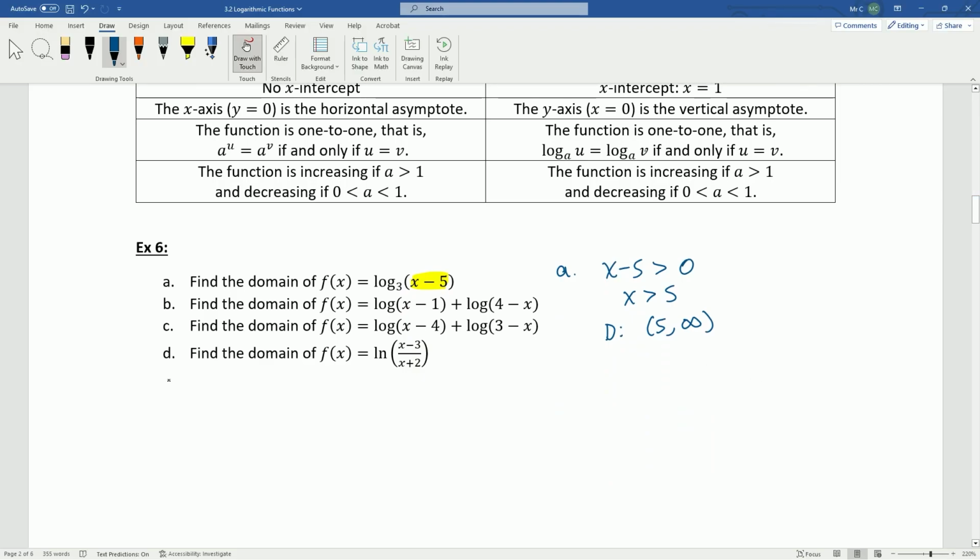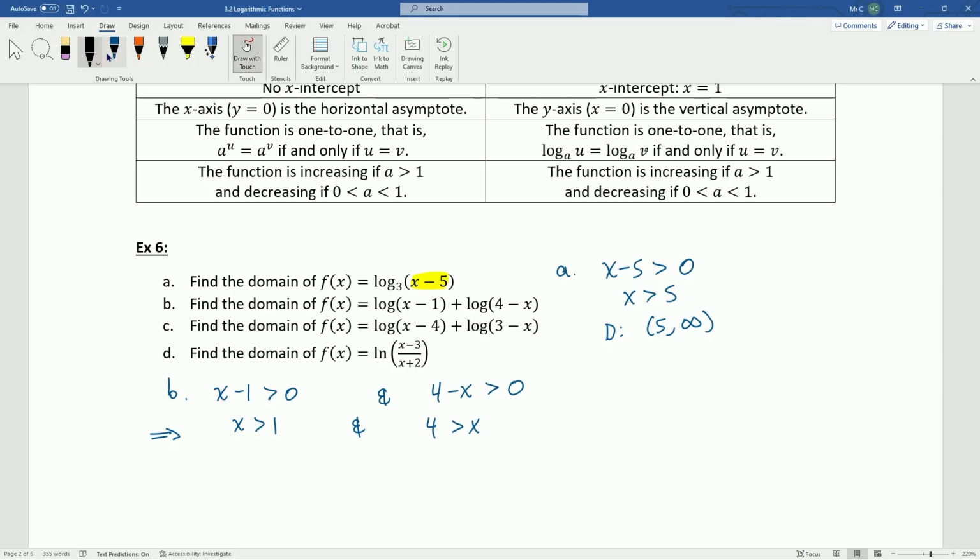Now, when we look at part B, we have two logarithmic functions, which means both need to be defined for the sum to be defined. So we have to check the domain for each one of them. So let's take a look at x minus 1. We need x minus 1 to be positive, and we need 4 minus x to be positive. Well, what does that tell me? It tells me that x has to be greater than 1, and x has to be less than 4.